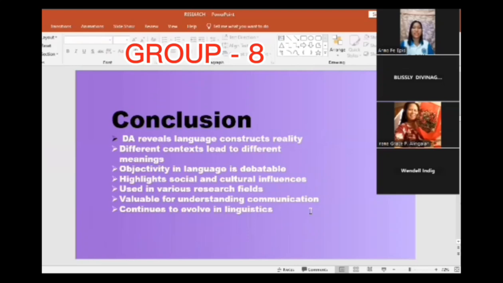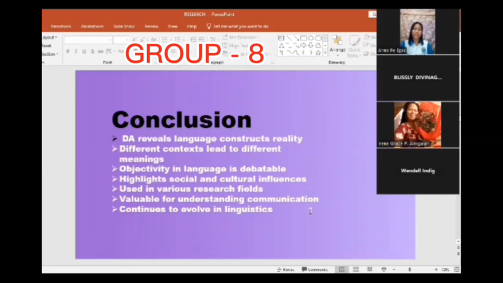In conclusion, discourse analysis shows language is not purely objective. Language is always shaped by social, cultural, and personal factors. Different settings create different meanings, so the same words can mean different things in different situations. Context heavily influences language use, so we change our way of speaking based on who we are talking to and why. It challenges the idea of absolute neutrality, suggesting that there is no single or unbiased way to use language.